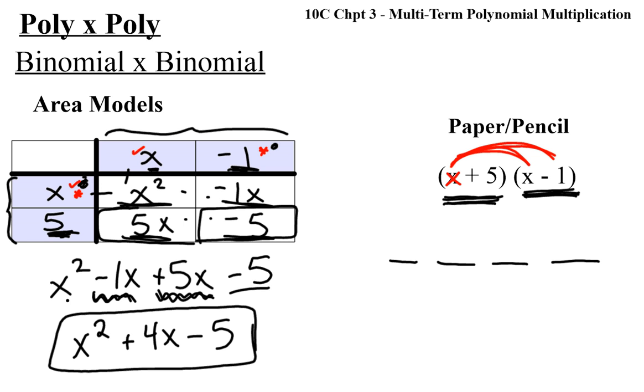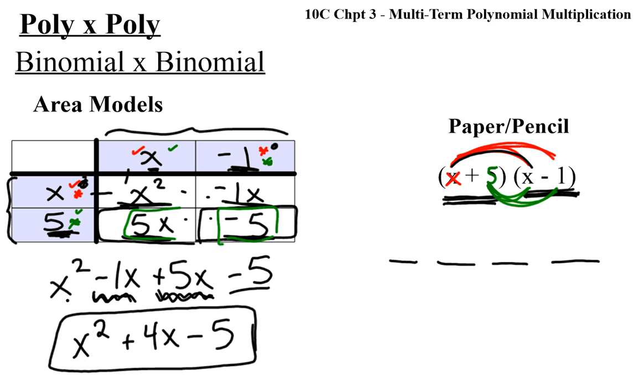Then what did we multiply? Well, then we multiplied the 5 by x to get our 5x. And then we multiplied 5 times negative 1, which gave us the negative 5. So there's the 4 multiplications. The x distributed to each term, and then the 5 distributed to each term. And there's how we get those 4 terms.